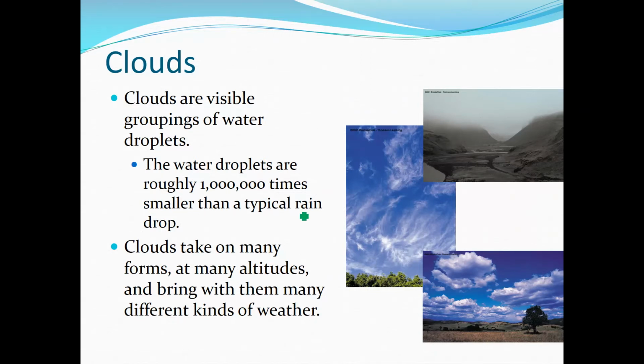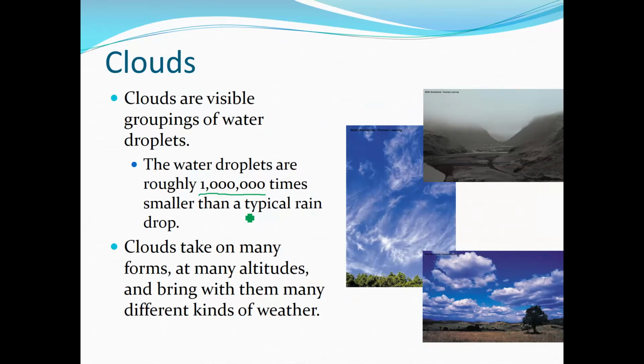And believe it or not, the average water droplet that forms a cloud is typically 1 million times smaller than a typical rain droplet. So it takes 1 million cloud droplets to form one raindrop. Now, with that said, we're not going to talk about raindrops right now. Those actually don't form via condensation. They form via something else. We'll talk about that in the next module. But today, we're going to talk about clouds and how they form.